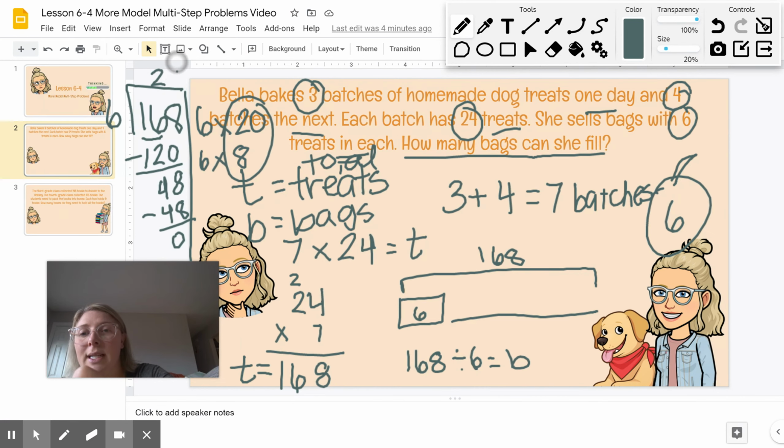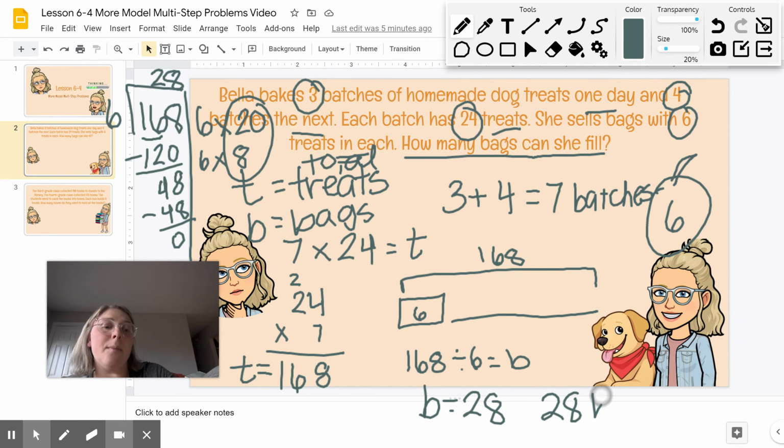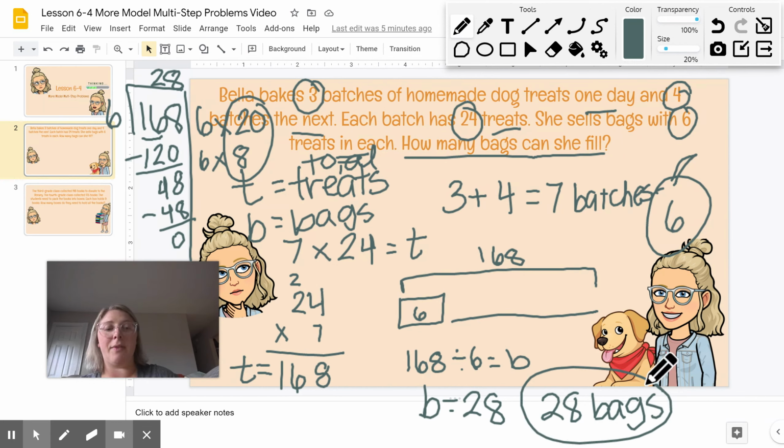So 28. How many bags is she going to fill? B equals 28. So she's going to fill 28 bags with dog treats. And I like to circle my final answer because you guys did a lot of good work.